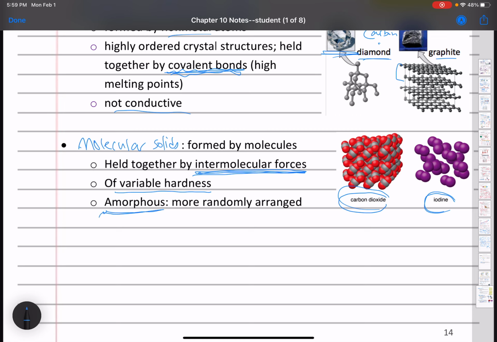Amorphous is just a term that we use when molecules are not in that highly ordered crystal structure, but in more of a randomly arranged group.